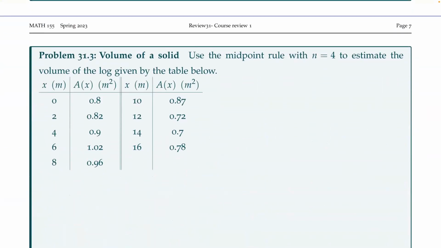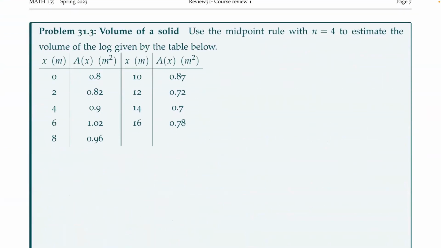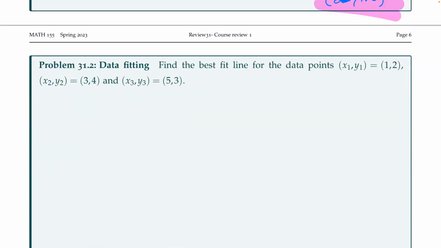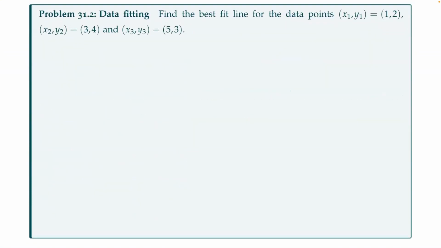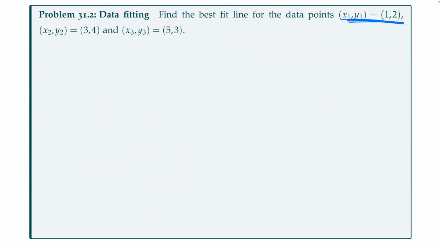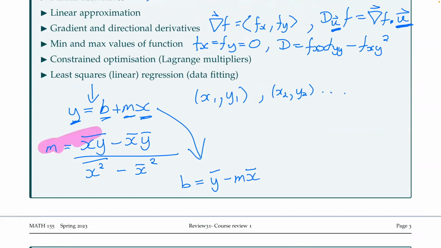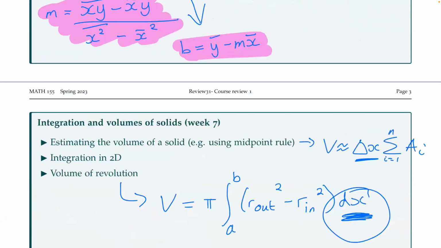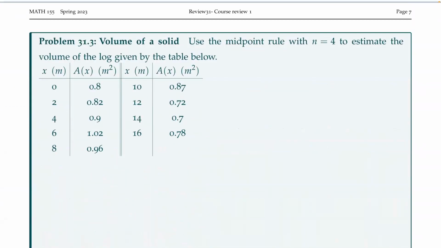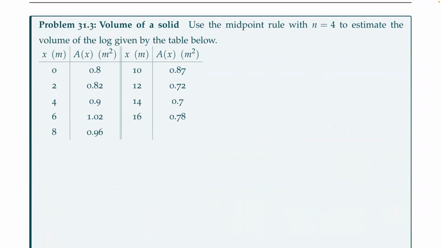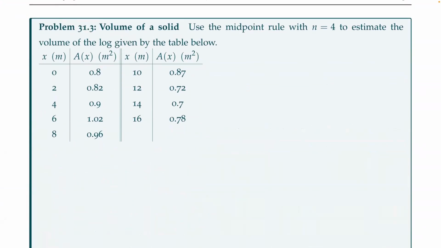I'm going to skip the data fitting unless we have time. I want to make sure that we recap this idea of volumes of solids when we're estimating things, okay? The data fitting question, if we don't have time for this, again, the solutions will be online. All you're doing here is putting these values into our functions for the gradient, which was here at the start. You calculate the gradient and then you calculate the intercept, okay? That's an exercise for you guys to do. We're probably not going to get to that. Let's focus on the volume of the solid and how we can estimate this.